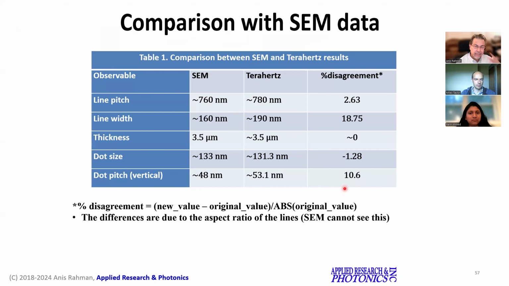So then compare with other techniques, meaning that these are the data that came from SEM measurement, and this is what we measured with T-ray, and then we calculated the percent disagreement, how much is different. The percent disagreement is new value minus the SEM value over the SEM value. So this checks out that what the SEM can see, T-ray can also see, however T-ray sees the depth and thickness, etc.